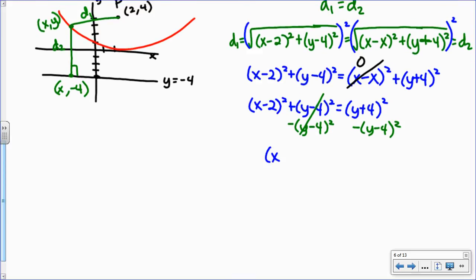So that's (x minus 2) squared equals (y plus 4) squared minus (y minus 4) squared. So we see why we did that. We put the y's on one side, so I'm going to have like terms. To combine like terms, you're going to have to multiply these out. So you'll either need to write the binomials out and use FOIL, or you can use that shortcut, a squared plus 2ab plus b squared.